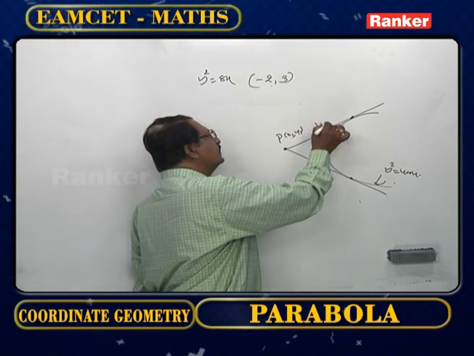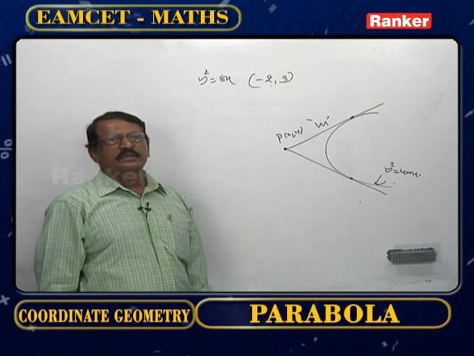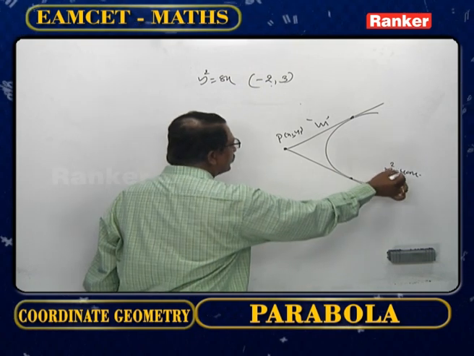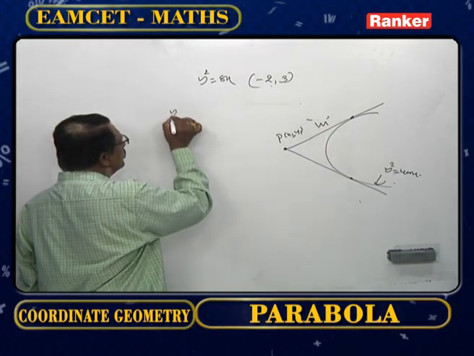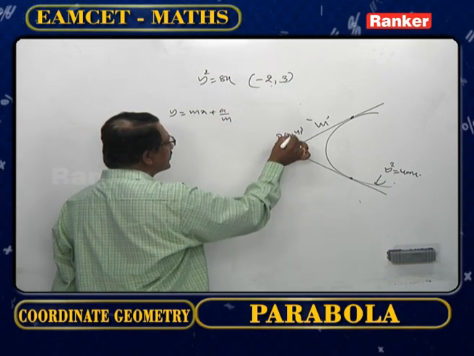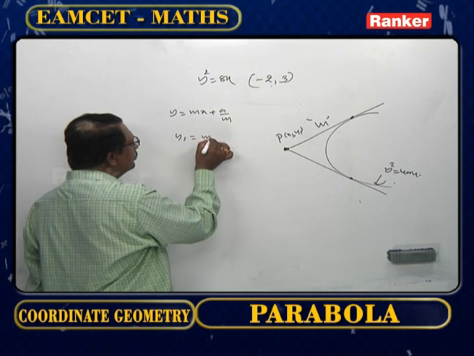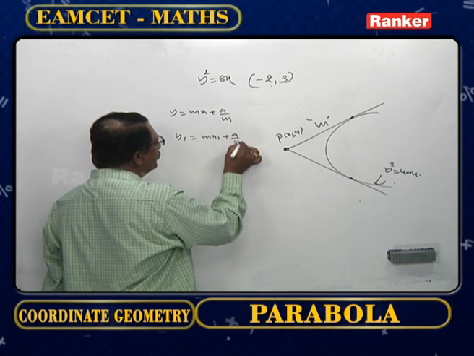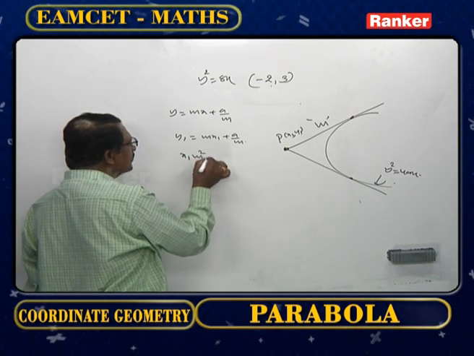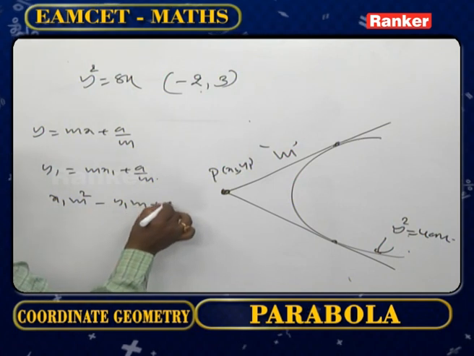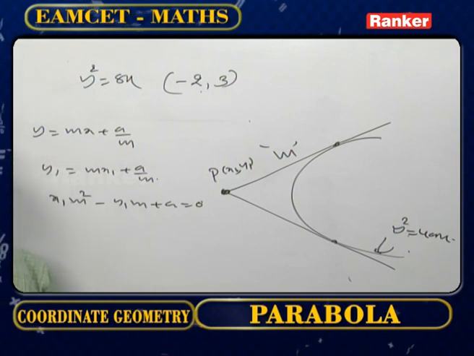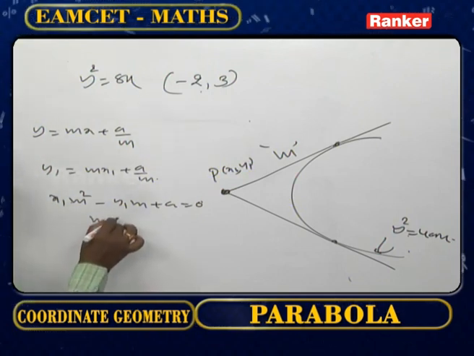Let m be the slope of one of the tangents. The equation of the tangent to the parabola y square equals 4ax in slope form is y equals mx plus a by m, but it passes through P(x1, y1). So y1 equals mx1 plus a by m. Taking LCM as m, we get x1 m square minus y1 m plus a equals 0. This is a quadratic equation in m, having two roots, consider m1 and m2.